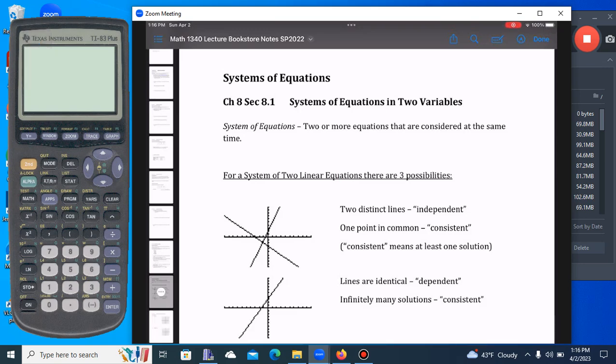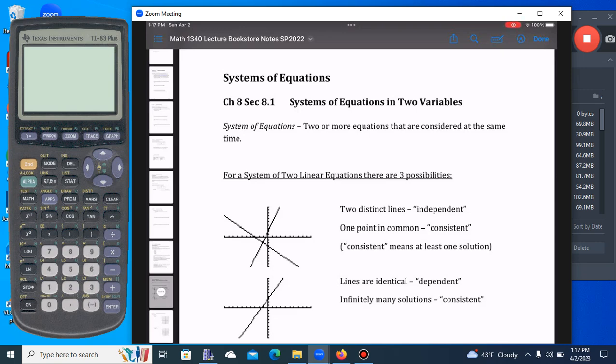Hi, this is Math 1340, and this video is going to be over Chapter 8.1. We're going to look at systems of equations with two variables throughout this chapter, and we'll be doing them in different ways. So first, when we are dealing with a system of equations and we have two variables, you need two equations to solve it.